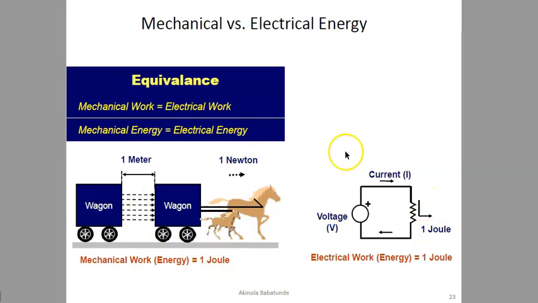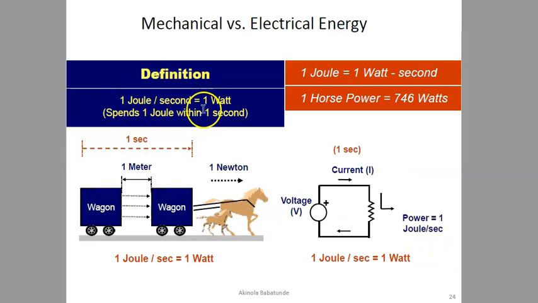And then the equivalent of that in the electrical field will be representing this scenario with this circuit, and then the electrical work or electrical energy would now be equal to 1 joule. 1 joule per second is equivalent to 1 watt. This simply means that we spend 1 joule within 1 second. So if you rearrange this, it means that 1 joule will be equal to 1 watt second if you cross multiply.